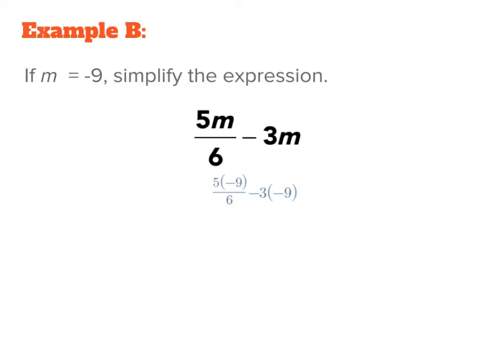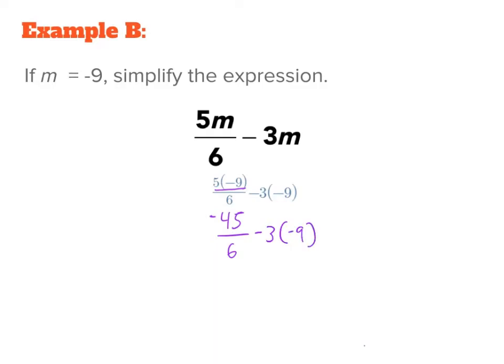So now that I've done that, I'm going to be applying the order of operations, and it looks like I have a bunch of choices here, but I'm going to handle the big division problem on the left-hand side first. So I'm going to start at the top, and 5 times negative 9 is where I'm going to begin. 5 times negative 9 is negative 45. Bring down my divided by 6. Then carry down my minus 3, and the parentheses negative 9.